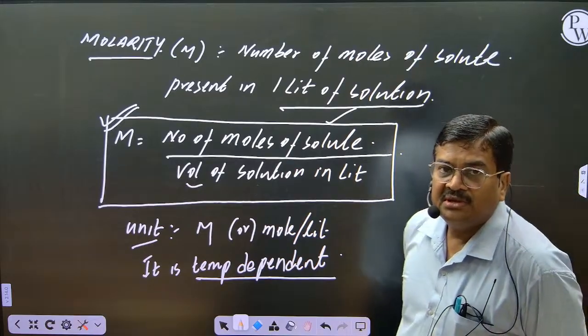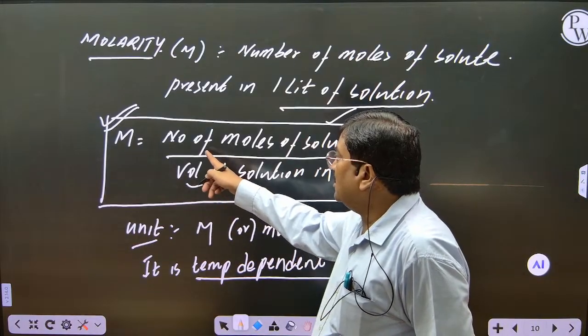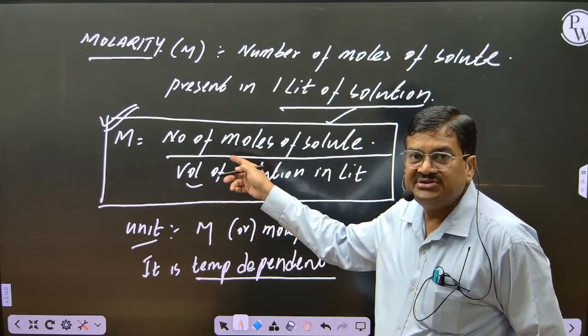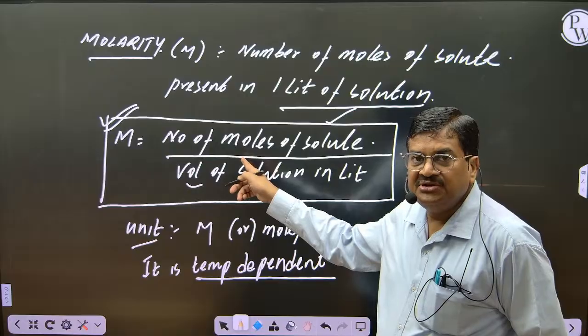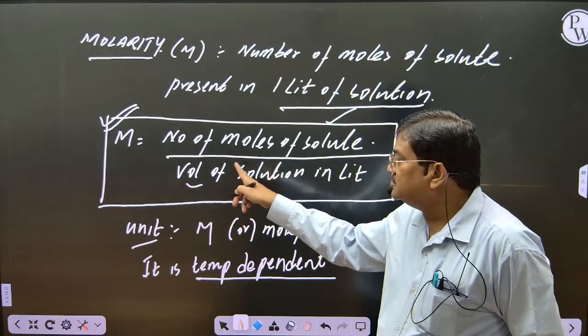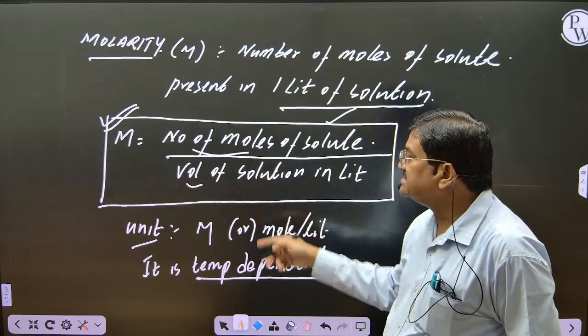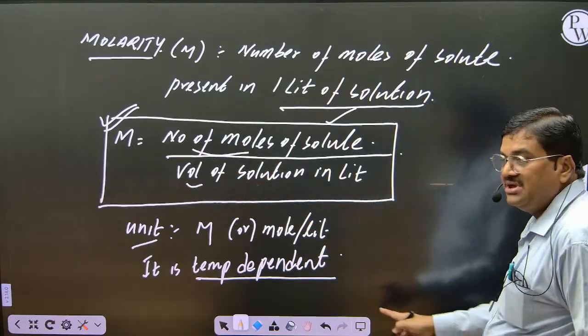Understood? Now, we elaborate this further. See, number of moles of solute, what we can write, student? Mass of solute by molar mass of solute, no? So, moles, how to get moles, what we do? Mass by molar mass. Now, we expand this relationship. Pop it up here, everyone.